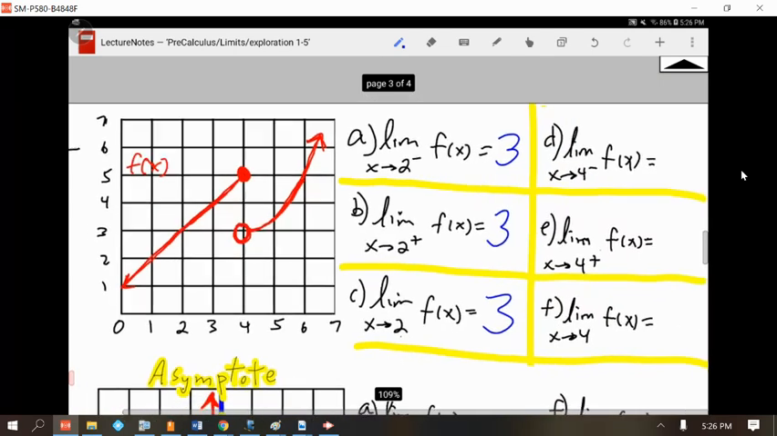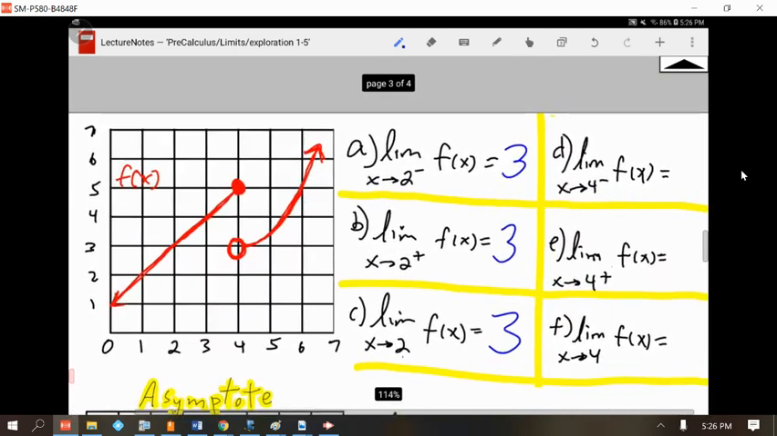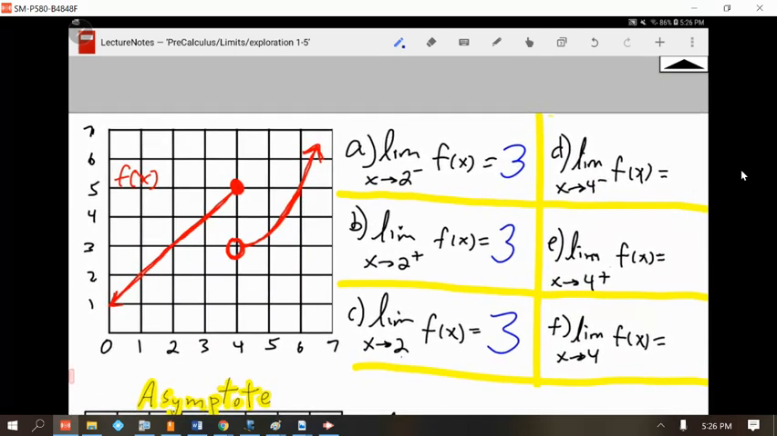Part D, E, and F. Notice this is 4 from the left and the right and both. And at 4 it looks like there's something a little bit more magical happening. It's broken at 4, right? It's separated. This is a piecewise function. I kind of thought this first piece was like a line, and the second piece was like maybe some part of a parabola, I don't know, maybe an exponential growth function. I don't have an equation for it, so it doesn't matter.